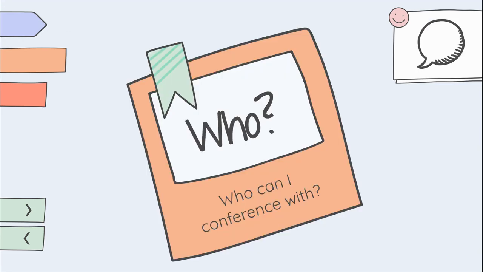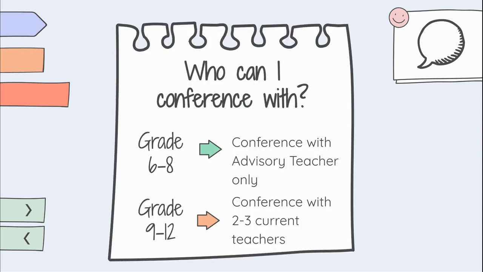So one of the final questions we have to answer is who you're going to be conferencing with. If you're a grade 6, 7, or 8 student, you'll be conferencing with your advisory teacher only. Students in grades 9 through 12 will be conferencing with 2 to 3 current teachers.